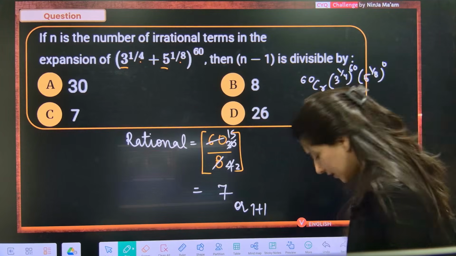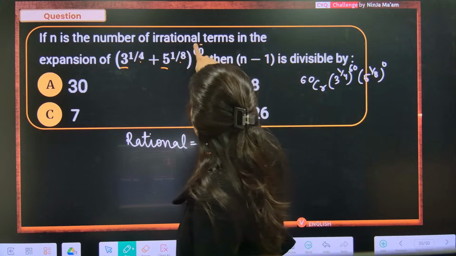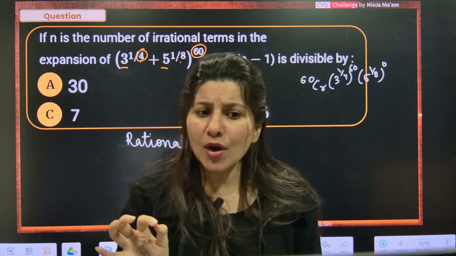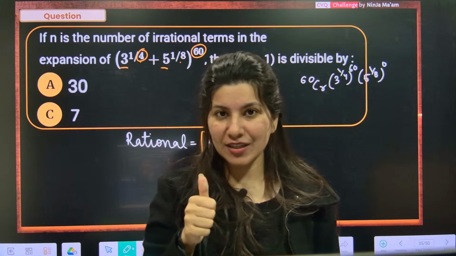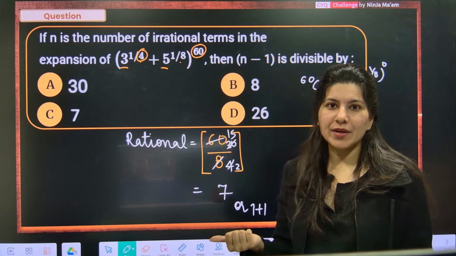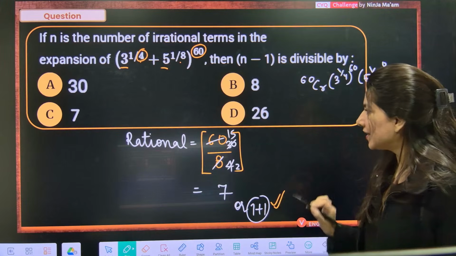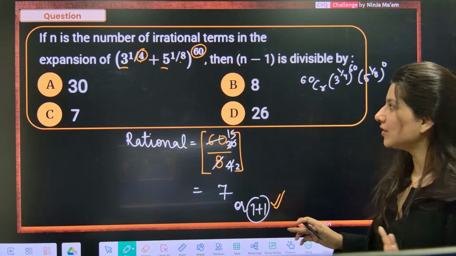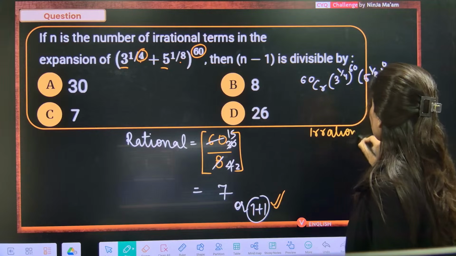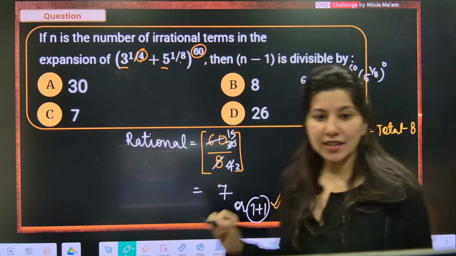Basically, all you have to do is find 60 by 4. Tell me, is 60 by 4 an integer or not? Yes, 60 by 4 is an integer, right? So it is going to give you an integer. That's why you have to do plus 1. So 8 rational terms, correct? If there are 8 rational terms, how many irrational terms then? Irrational terms is equal to total minus 8.